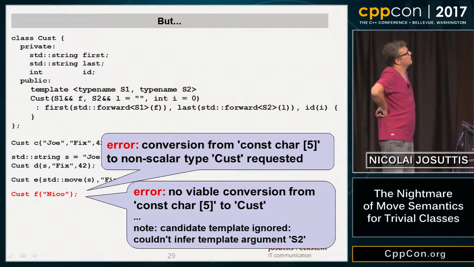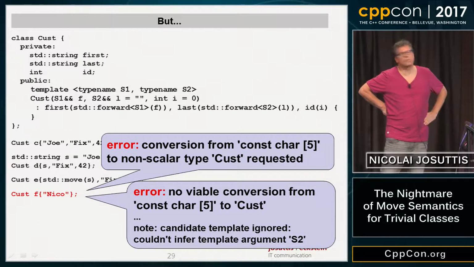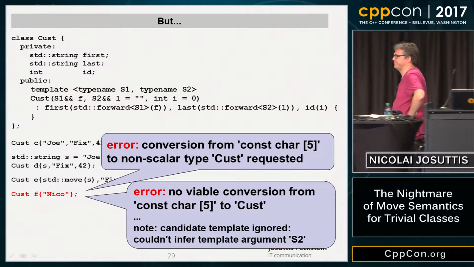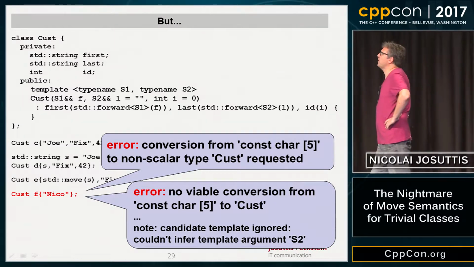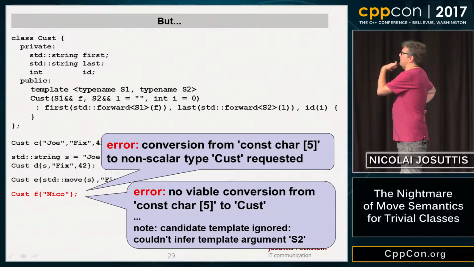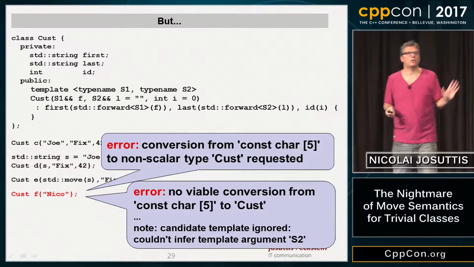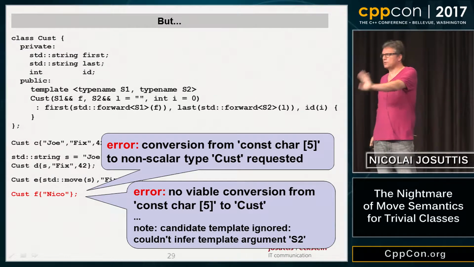Among the different candidates it lists, I think it's Clang here, one candidate template has the following problem: I couldn't infer the template argument as 2. Because template parameters for call arguments with default values are not deduced. You all know that rule, don't you?